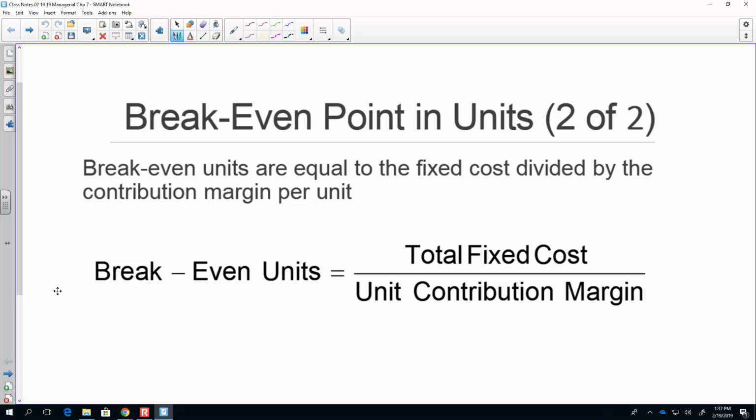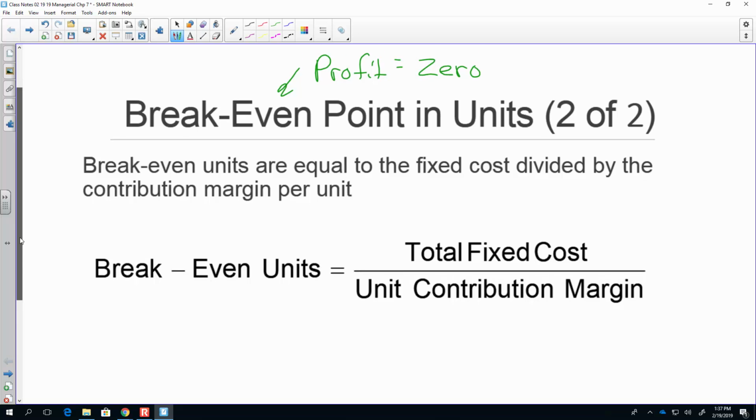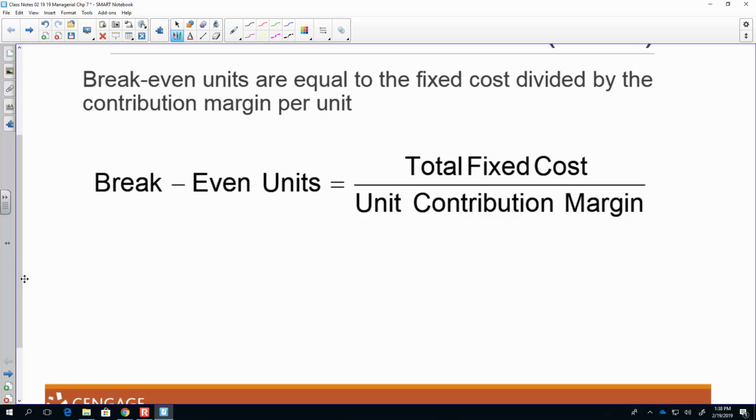So, anyway, what we learned on Tuesday, or last Thursday, today's Tuesday, is how to compute break-even point. Break-even point means at what point of sales is our profit at 0. We computed it in units, and that's what this formula is. What's on top? Fixed cost. What's on the bottom? The contribution margin per unit.